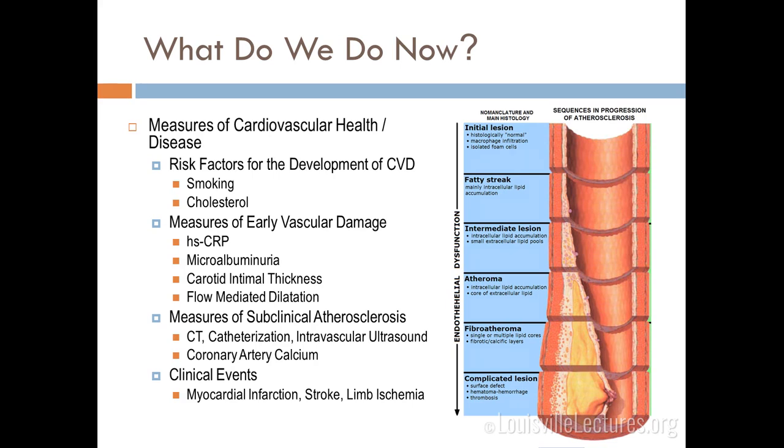And now we have measures of early vascular damage like CRP, the most well-studied of early vascular damage. It's in that Reynolds risk score, maybe another reason why it performs a little better. But there's other things: microalbuminuria, FMD, carotid intima thickness. And then there's actual measures of the disease process itself, whether that be a plaque that you see on a carotid ultrasound, or the most well-studied, coronary artery calcium.